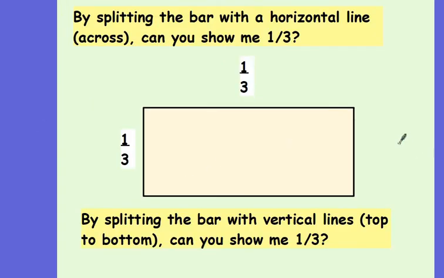Okay, Year 7, in your light blue books, here's one bar. By splitting the bar with horizontal lines, can you show me a third? And by splitting the bar with vertical lines, can you show me another third? And can you work out what the overlap might be? Pause the video and have a go at that in your light blue books now, please.